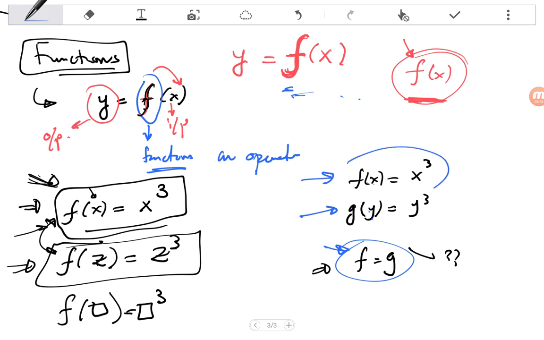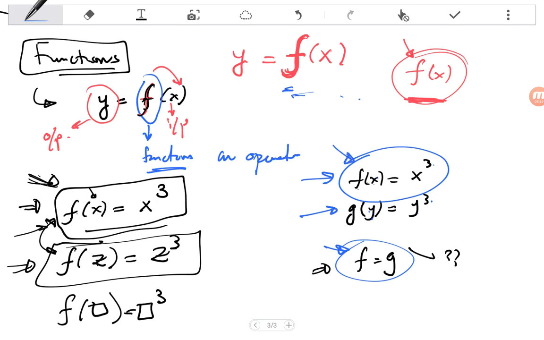Okay? So for the first function, I specified that f operates on its input by cubing that input. And g operates on the input by cubing that input also. So both f and g operate in the same way on their inputs. So we learned that for two functions to be equal, they have to operate in the same way on their inputs. So how do we determine the way in which the function operates on the input?